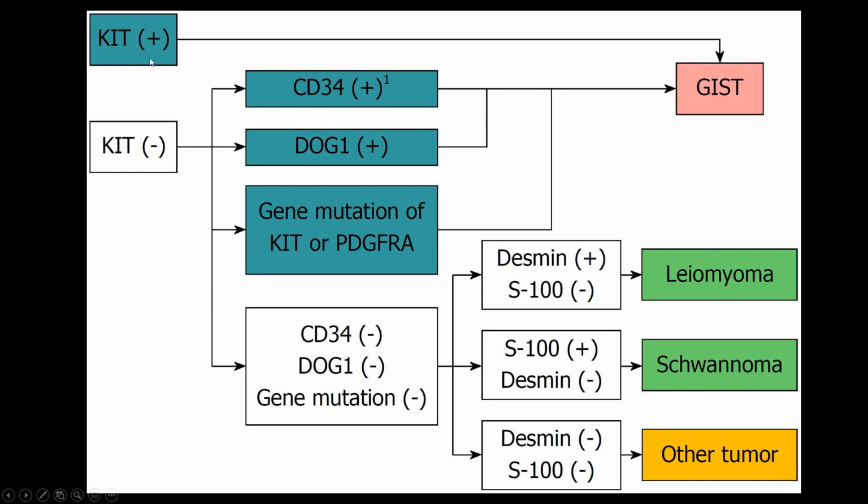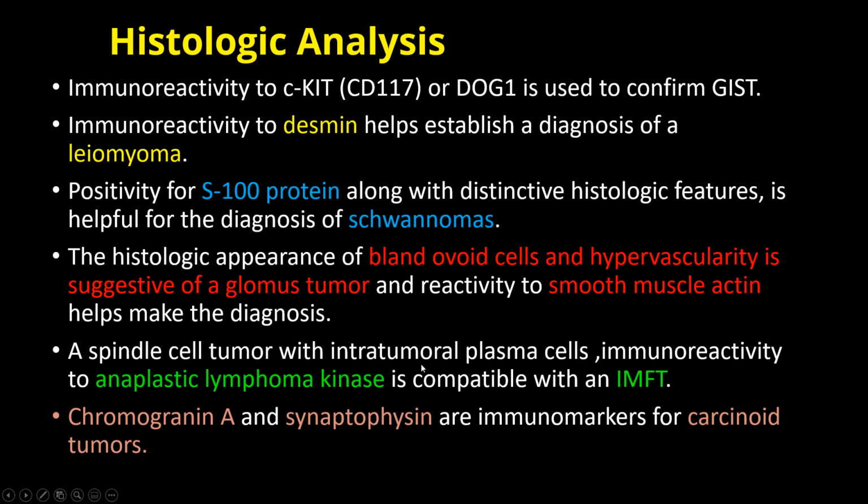If it is KIT mutation positive, that is CD117 positive, then it is definitely suggestive of GIST. If it is KIT negative, then see whether it is CD34 positive or DOG1 positive or platelet-derived growth factor alpha positive. If any one of these is positive, then it is definitely suggestive of GIST. If all three are negative, that is CD34 negative, DOG1 negative, and gene mutations negative, then check for desmin. If desmin is positive, it is leiomyoma. If it is S100 positive, it may suggest schwannoma, and if both are negative, consider other tumors.